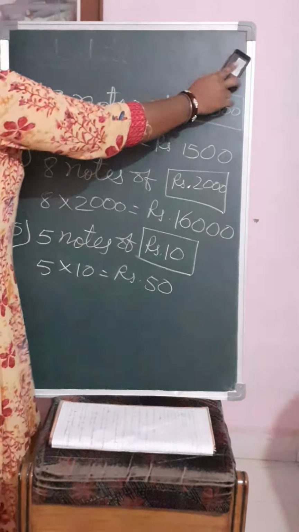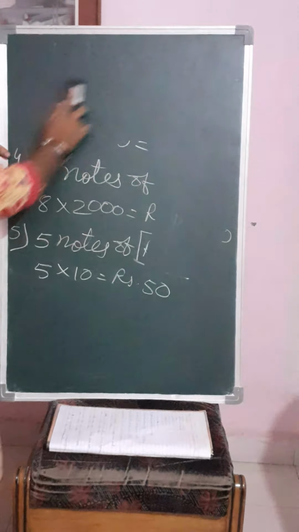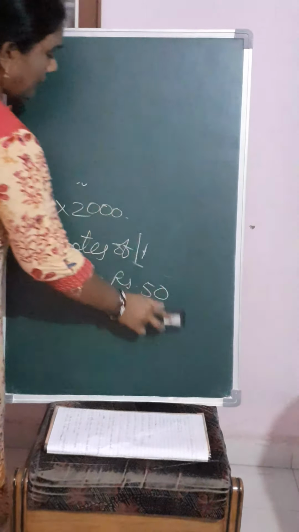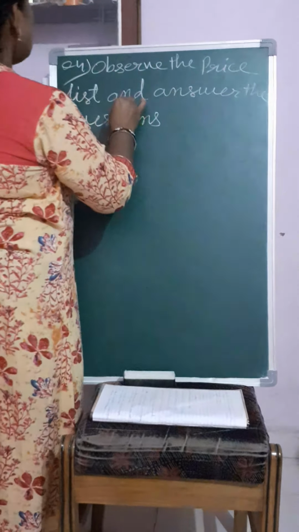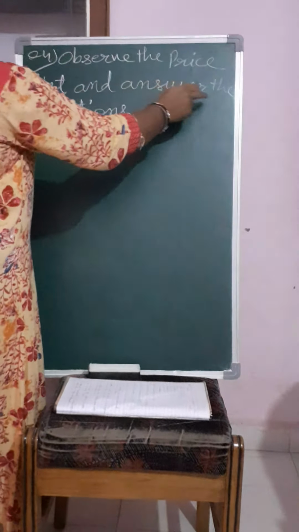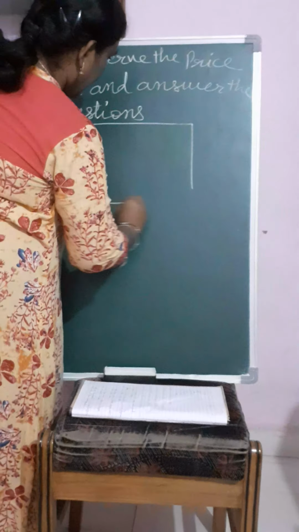Now children, we will learn how to read the given price list and answer the following. Suppose the price lists of different things are given, and based on that some questions are given. We will learn how to solve that. Okay, now see the example. Children, if this kind of question is given, observe the price list and answer the question. Here some price list will be given. Suppose here one price list is given.